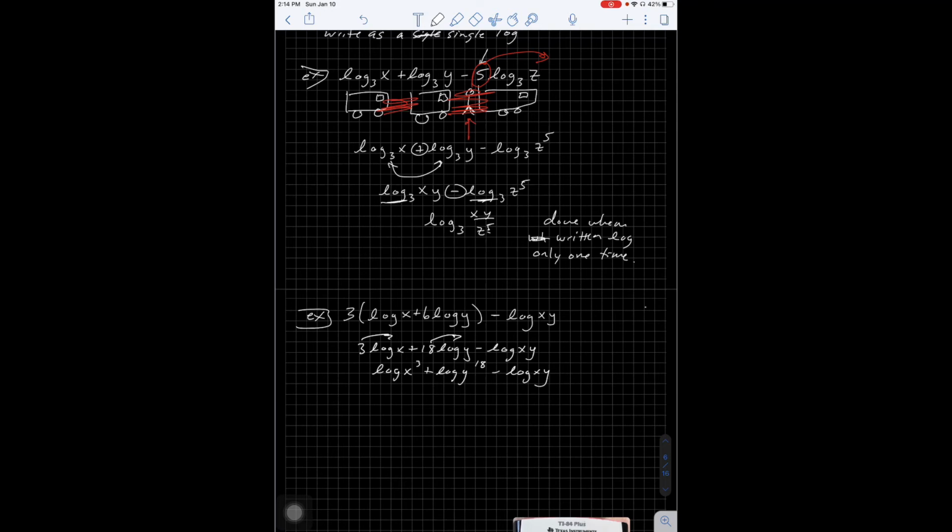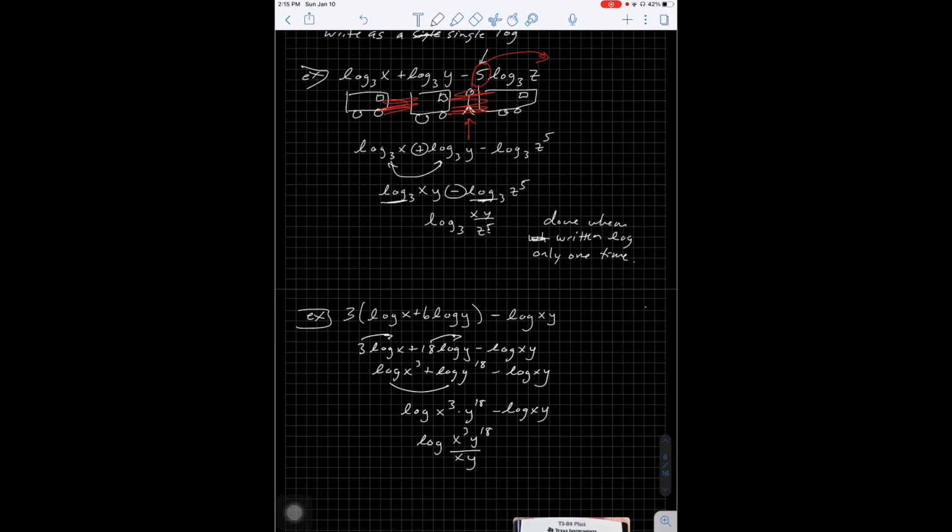All right, now I'm going to shove these together. This is looking a lot like the previous problem now. These are going to go together in multiplication. And then subtraction is going to go together with division. So I've got x cubed y to the 18th over xy.